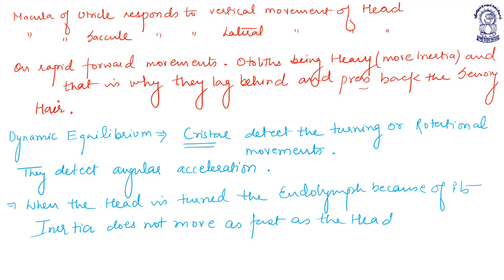As the head turns, the sensory cells of a cristae get activated. Due to this difference in the rate of movement, the sensory hairs of cristae are swept through the endolymph and become bent. This disturbance stimulates the sensory cells and sets up the action potential in the fibers of the auditory nerve. So dynamic equilibrium is basically detected by cristae and the static equilibrium by the utricle, or the macula.